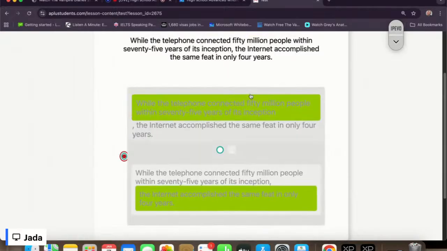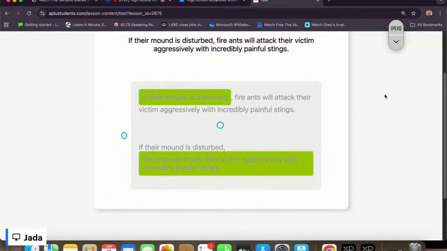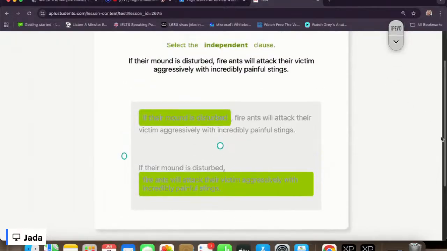So, we have the first one. Then, if the ant mound is disturbed, fire ants will attack their victim aggressively with incredibly painful stings. Independent clauses, first or second?